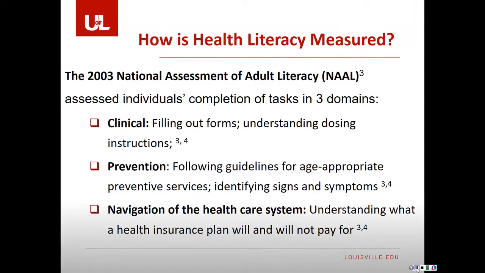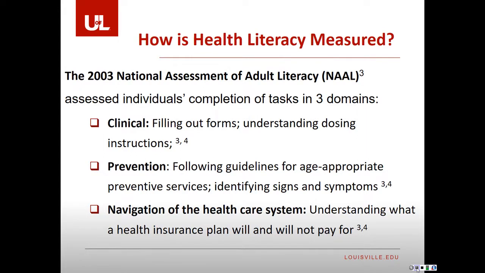The 2003 National Assessment of Adult Literacy is the most recent national survey with a health literacy component. The survey measured health literacy by directly assessing individuals' completion of health tasks in the following domains of healthcare: the clinical, prevention, and navigation of the healthcare system domain. Examples of tasks in the clinical domain included filling out forms or understanding dosing instructions.